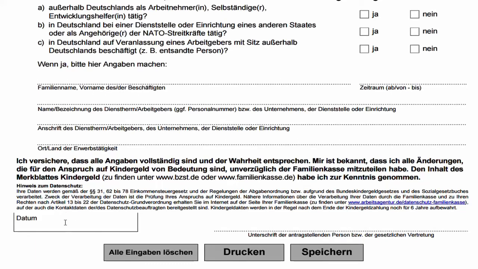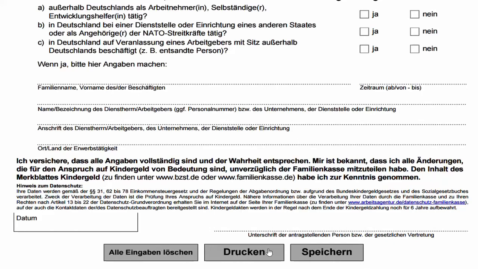And here you write the date on which you have filled in this form and you send it to the Familienkasse. And here, as an applicant, you have to sign. If you are a minor child or you are not able, because of a disability, to sign or to fill in this form, your legal representative should sign here.